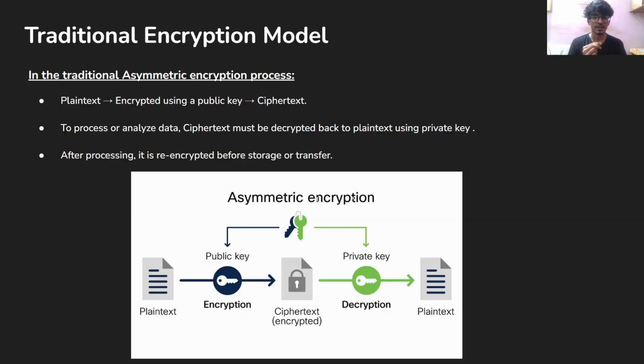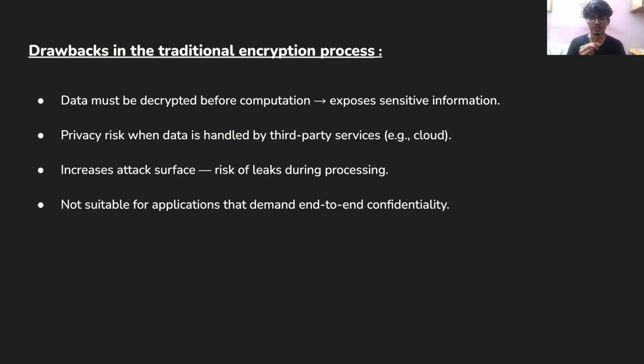So when the user wants to analyze or perform any computation, he or she first needs to decrypt that ciphertext using the private or the public key accordingly. So this is the overall flow of the asymmetric encryption model. Now let's move on to the drawbacks in the asymmetric or in general the traditional encryption process.